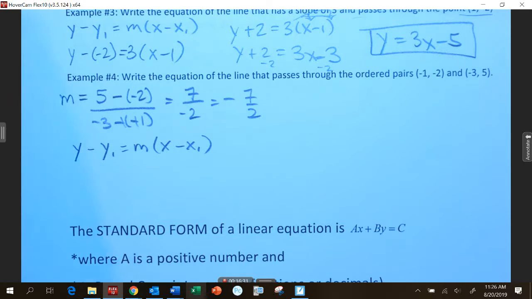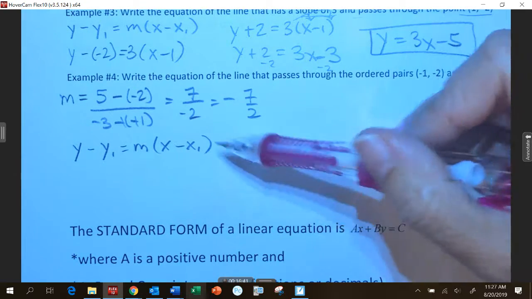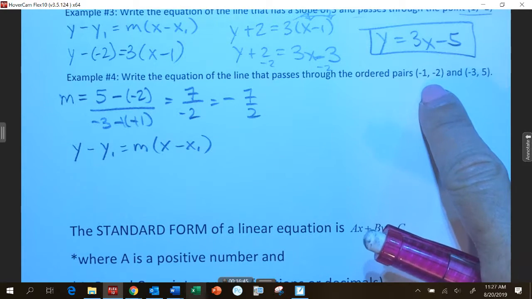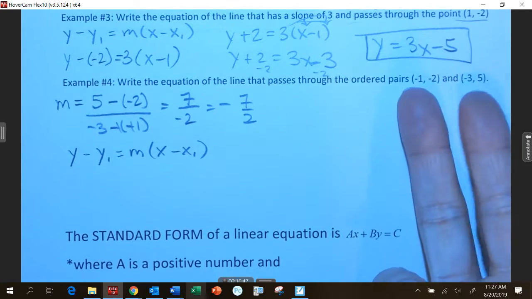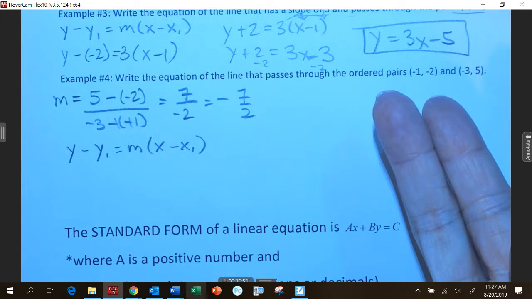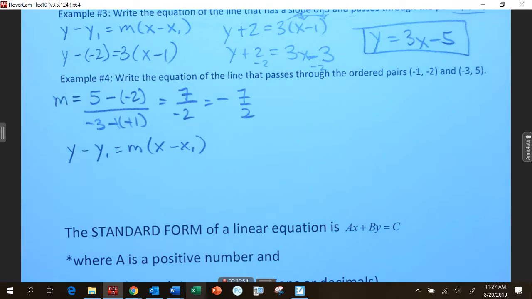I'm going to plug in an ordered pair. But which one do I use? Why? Okay, so it says to use x1, y1. Does this one have to be first? Could they give me the same answer if they were written in the other order? So do I have to use the first one? No. You can use whatever one you want.